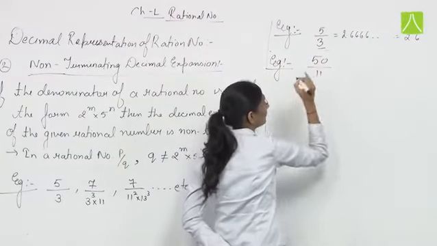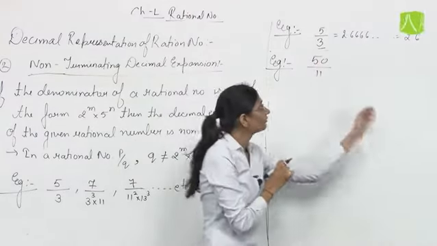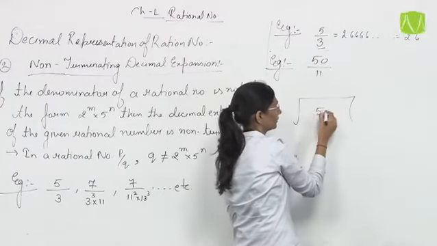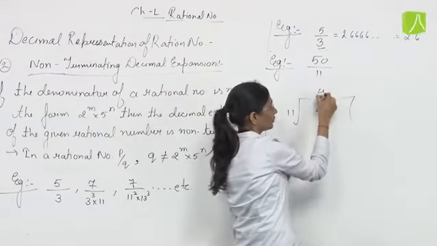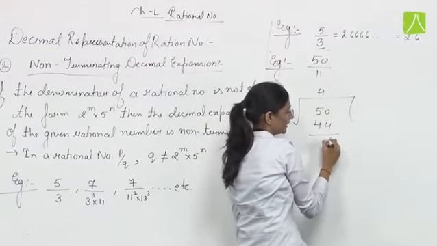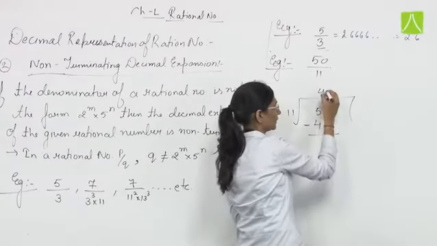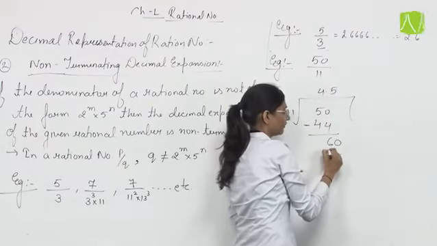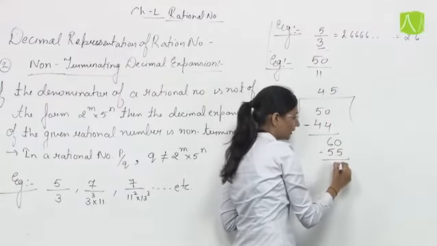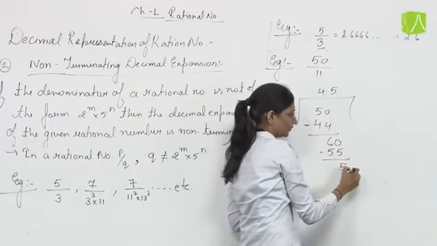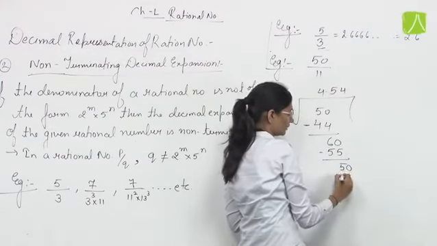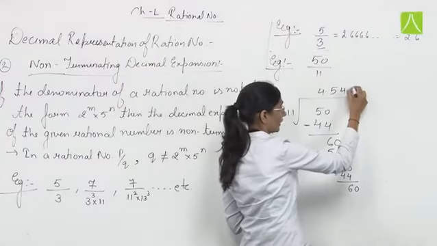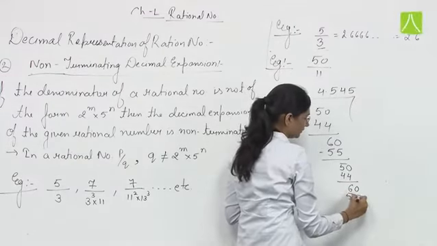50 divided by 11. When 50 is divided by 11, perform a division. 11 fours are 44. Remainder is 6. Put a decimal and 0. 11 fives are 55. Again, remainder is 5. Put 0. 11 fours are 44. Remainder 6. Put 0. 11 fives are 55.